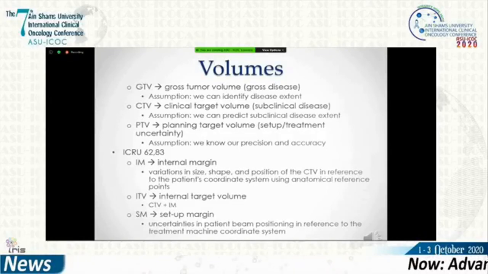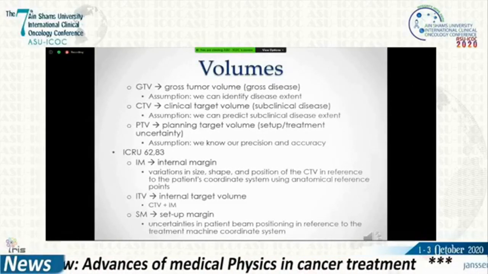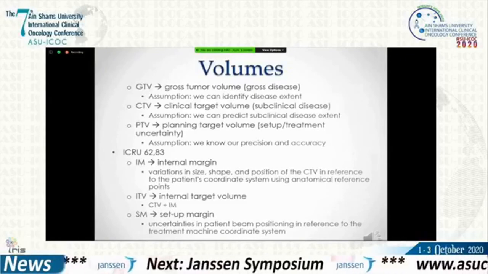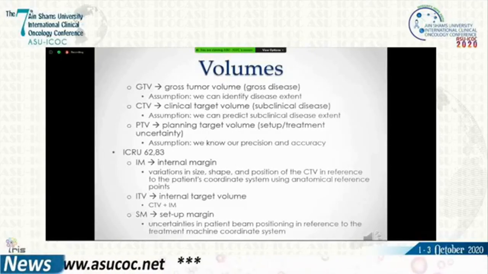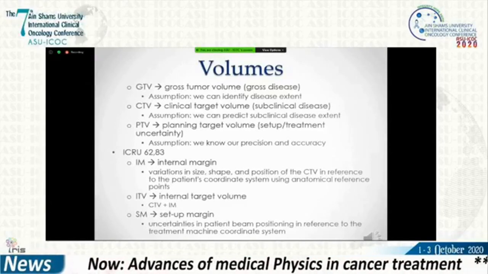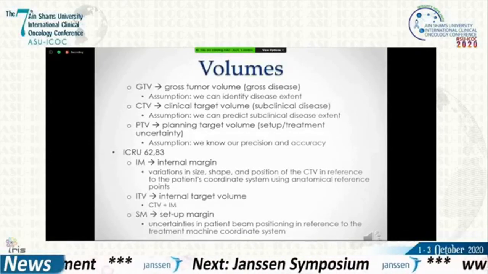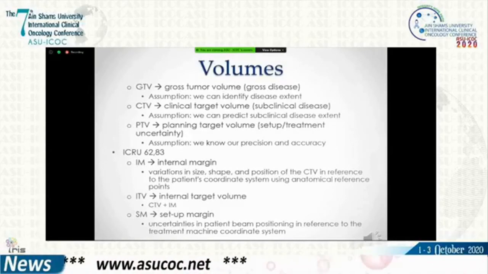ICRU 62 and 83 define a couple of new terms which do not change our definition of the PTV, but help us to generate it. These are the internal margins, the variation in the size, shape and position of the CTV in reference to the patient coordinate system using anatomical reference points, and the internal target volume. It's described as CTV plus internal margins. After that we add additional setup margins that take into account uncertainty in the position relative to the treatment, which allows us to generate a better PTV.